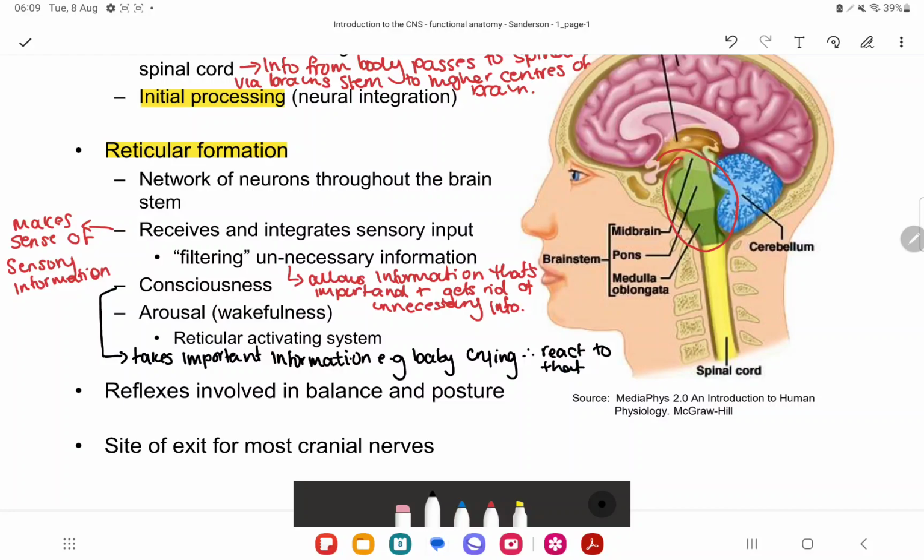So again, let me just explain that one more time. Consciousness is important in being aware. It helps us basically to be aware of things. So it allows us to be conscious to things, if that makes sense. And the reticular formation is also important in arousal.